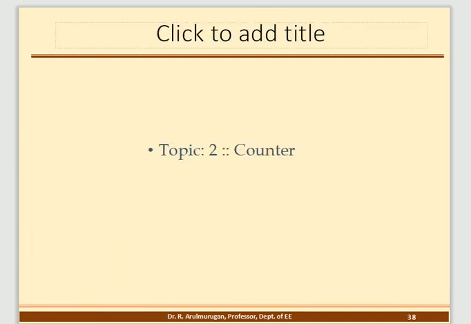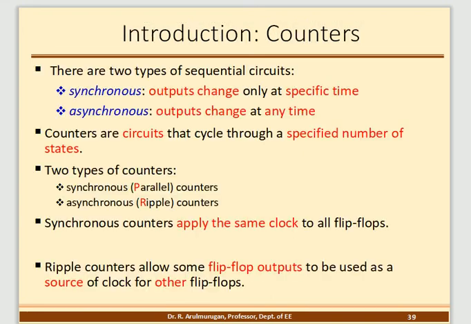The next one is the counter. We're going to look at the counter. Counters include the synchronous counter and the asynchronous counter. There are two counters. What is the difference between synchronous and asynchronous? We already discussed: the output changes at a specific time or at any time. A synchronous counter is also called a parallel counter, and an asynchronous counter is also called a ripple counter.